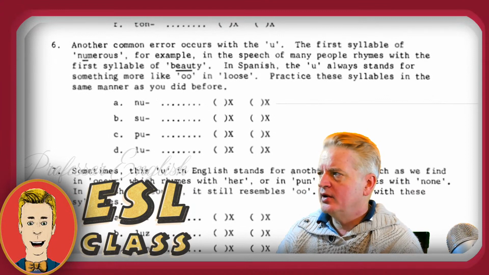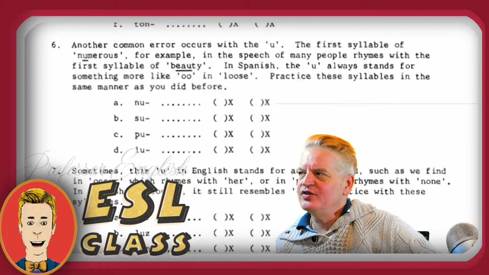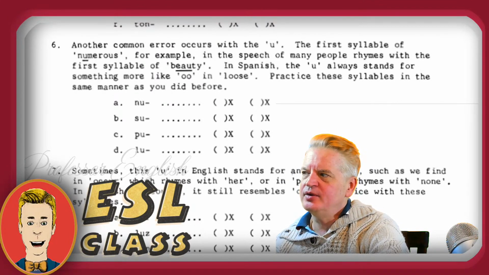Number 6. Another common error occurs with the U. The first syllable of numerous, for example, in the speech of many people rhymes with the first syllable in beauty. In Spanish, does it? Beauty? Numerous? They don't seem to rhyme to me. I wouldn't say numerous. In Spanish, the U always stands for something more like U in loose. Practice these syllables in the same manner as you did before.